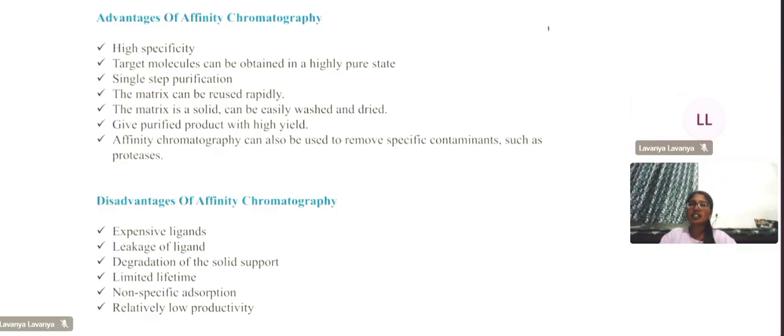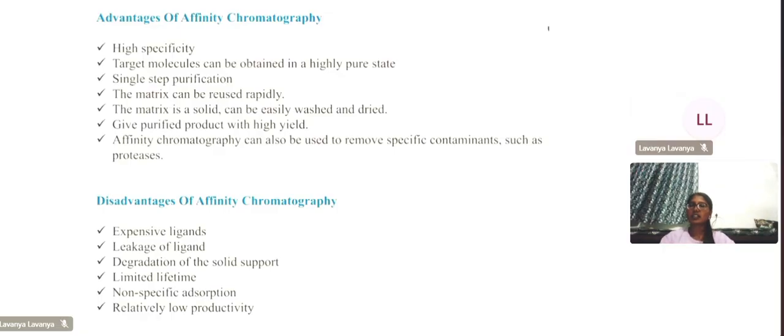So let us know about the advantages of affinity chromatography. The first one is that it is highly specific. The target molecules can be obtained in a highly pure state. It is a single step purification, so the time duration is very low. The matrix can be reused rapidly. The matrix is a solid, so it can be easily washed and dried. It gives a purified product with high yield. Affinity chromatography can also be used to remove specific contaminants such as proteases.